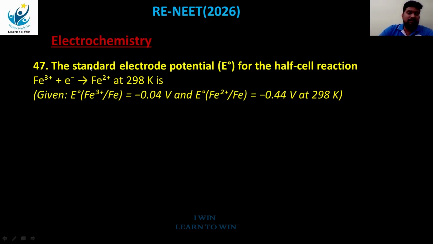Now, 47th question: the standard electrode potential E0 for the half cell reaction Fe3+ plus e-, that means 1 electron, giving Fe2+ at 298 Kelvin is... They have given the E0 value for one half cell reaction, and another reaction for Fe2+ to Fe, with the values of the particular half cell reactions. Now, my dear students, what are the options they have given? Now we have to find out the standard electrode potential for the half cell reaction of the given particular reaction.